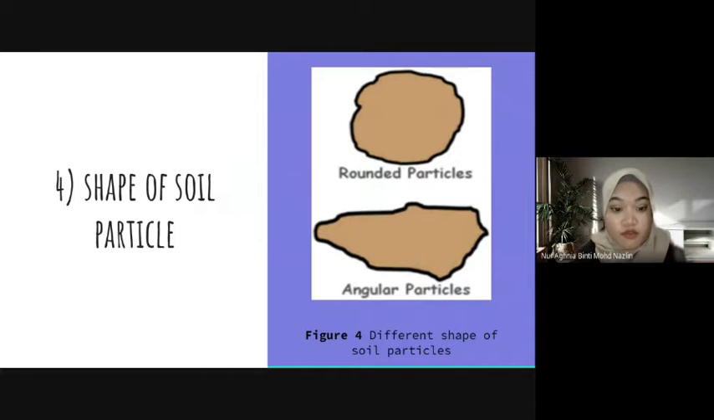Next, shape of soil particle. Rounded particles have more permeability than angular shape. It is due to the specific surface area of angular particle being more compared to rounded particles.